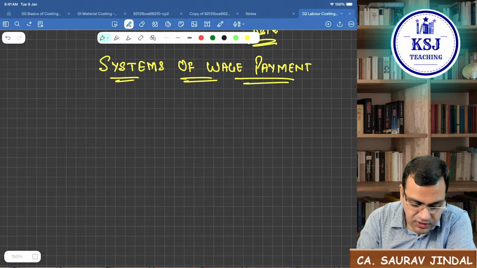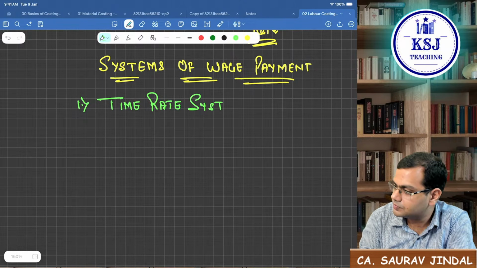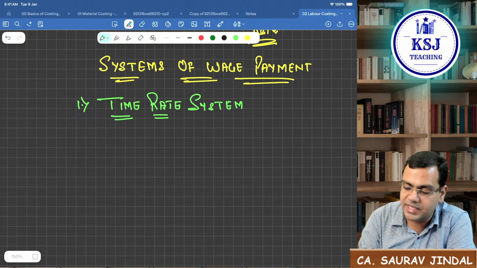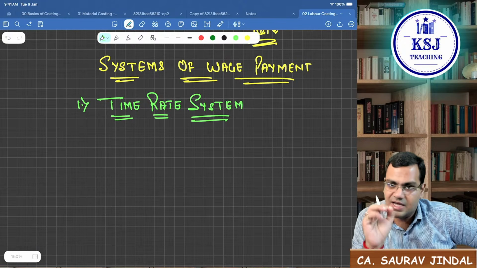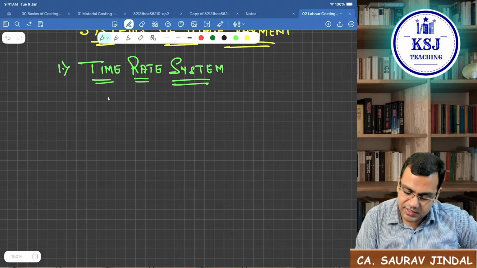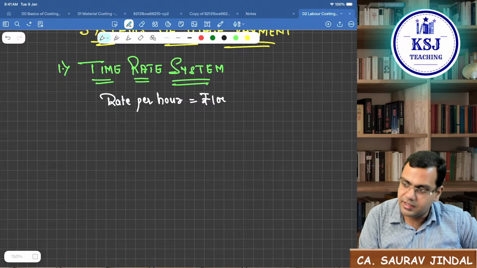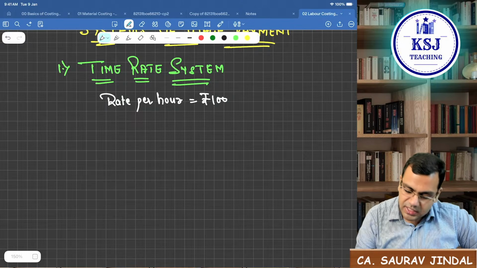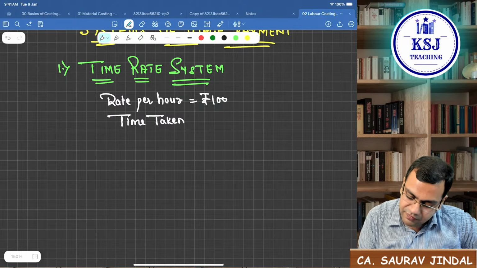In that, the first system that we have is time rate system. What is a time rate system? The time rate says we will pay the worker according to the number of hours that the worker is spending. So we will fix a rate per hour. We'll say, worker, your rate per hour is rupees 100.